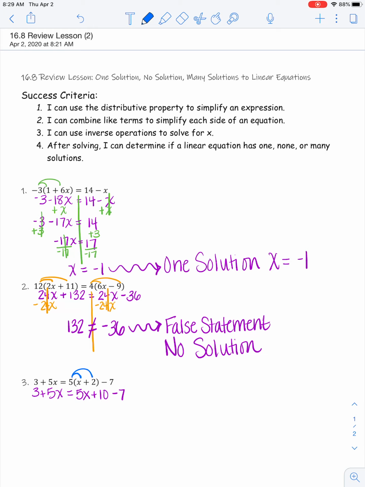Can I combine any like terms? Well, 3 and 5x are not like. On the right-hand side, I do have 10 minus 7 that I can combine. So let's do that. Now I have 3 plus 5x equals 5x plus 3.